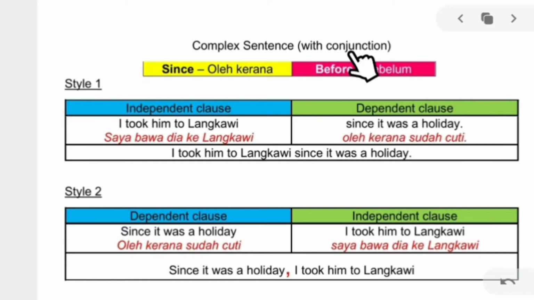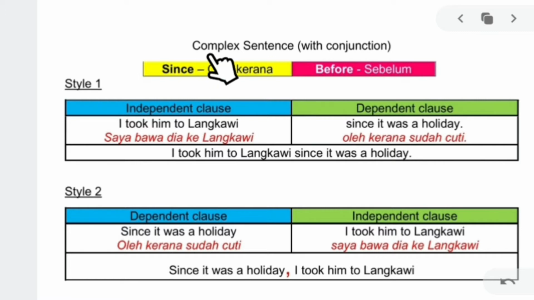The conjunction is used at the beginning of the dependent clause. Conjunction ataupun kata penghubung digunakan di permulaan dependent clause ataupun klausa tidak bebas seperti ini. Since it was a holiday. You can see that this is not a complete sentence. Anda boleh lihat ini tidak menunjukkan ayat yang lengkap kerana maksud ayat ini adalah tergantung.